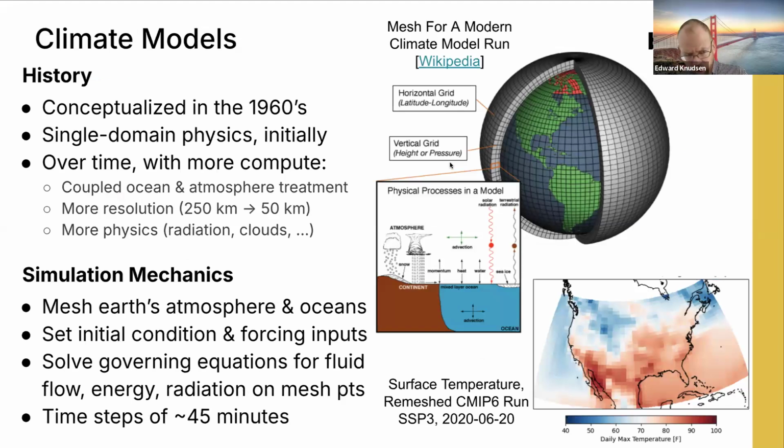Okay, so climate models were conceptualized in the 50s and 60s, and they started with single domain physics. And what that means is that we would just do a simulation of the atmosphere, just do a simulation of what's going on in the ocean, and treat that as a standalone prediction. And over time, as we've added more compute capability, the coupled treatment between oceans and atmosphere has really become a standard, and adding more resolution, so getting from hundreds of kilometer resolution to in the best models now 50 kilometers, tens of kilometers resolution, let's say, has been a driver of improvements in these models.